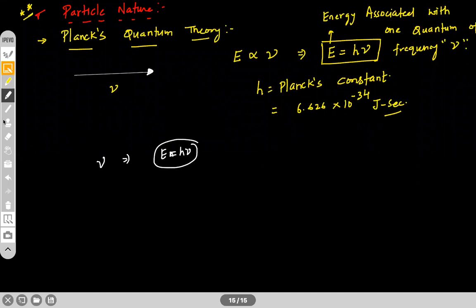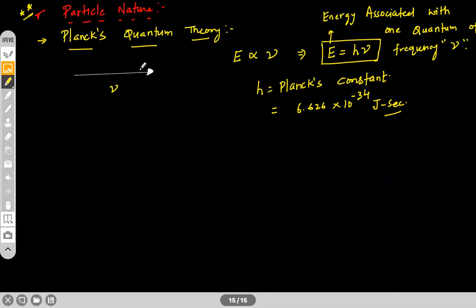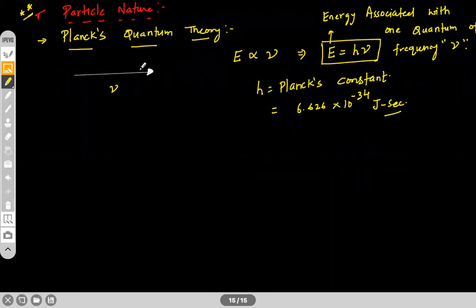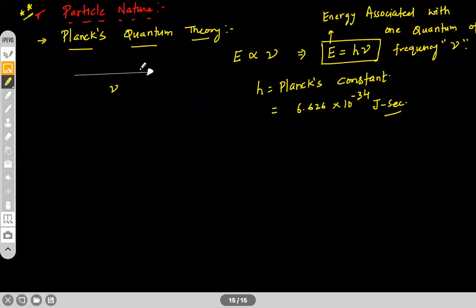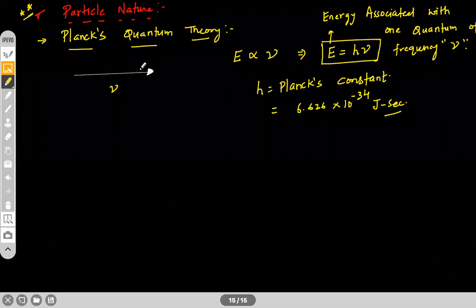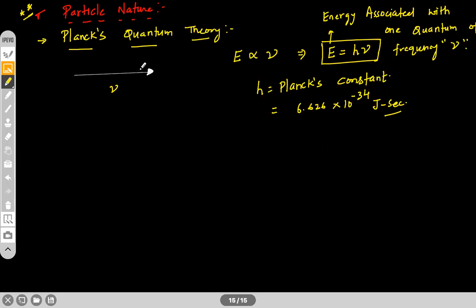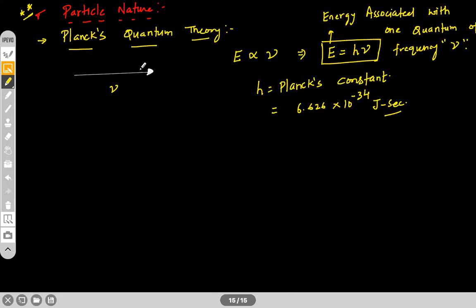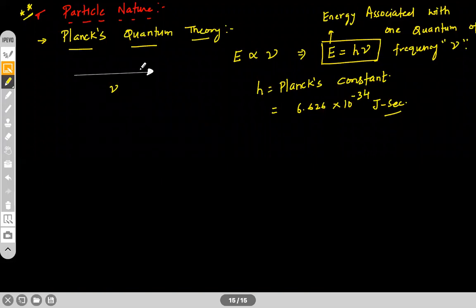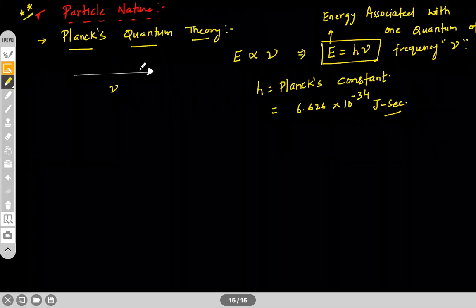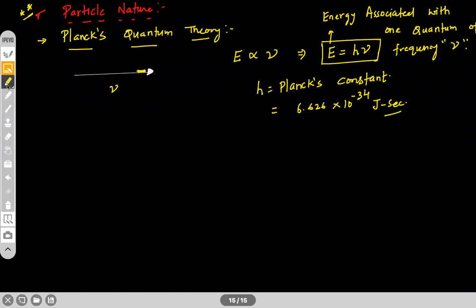Here, E equals h nu, and what Planck suggests is that in any radiation, the energy is available in the form of packets. So you can understand that in this light of frequency nu, there are a number of particles present. Even with a white light source, when you project light on any surface, we say this is light, but in that light there are lakhs of particles, one after the other. This radiation consists of particles present one after the other.